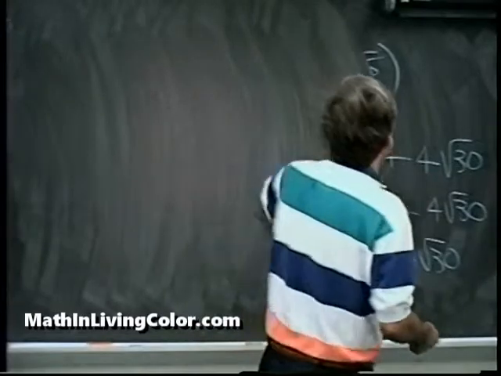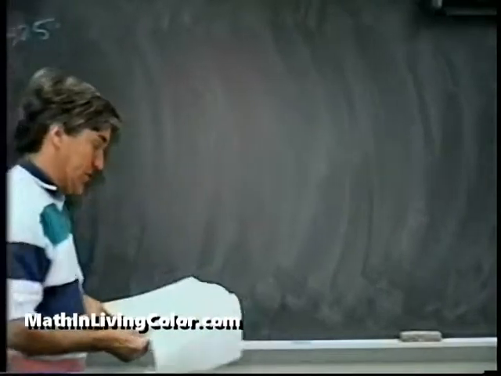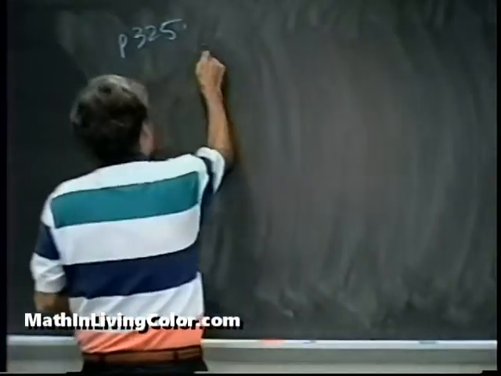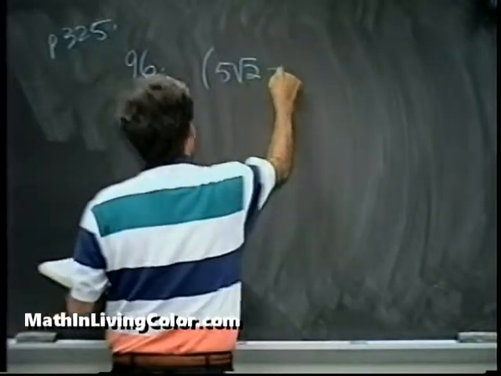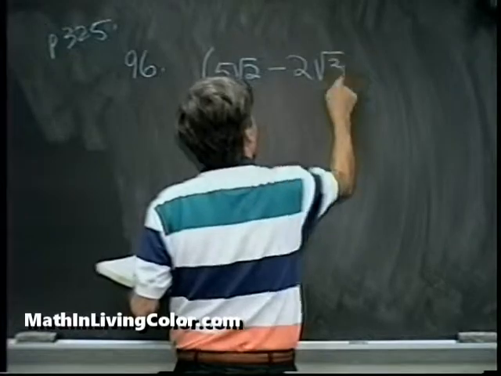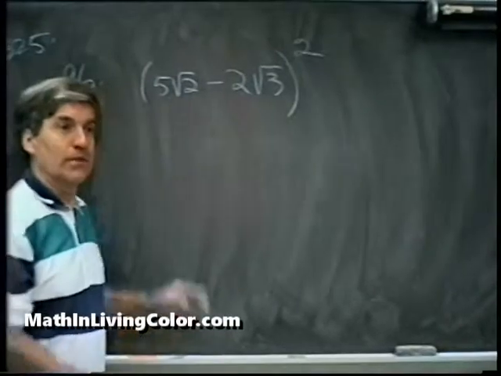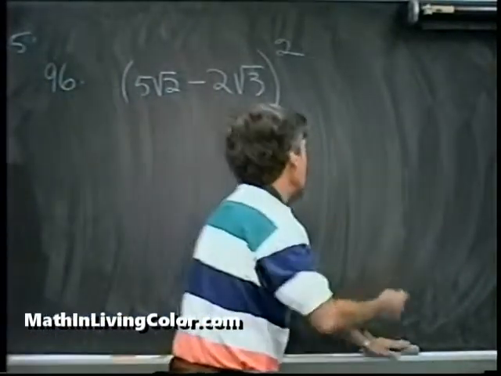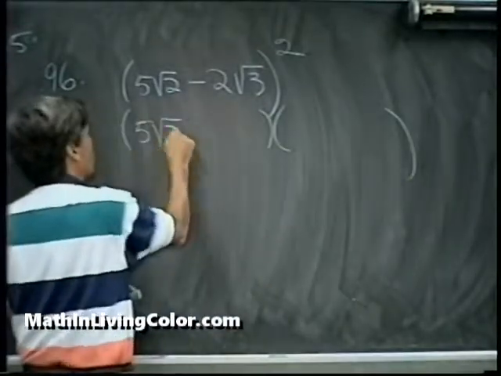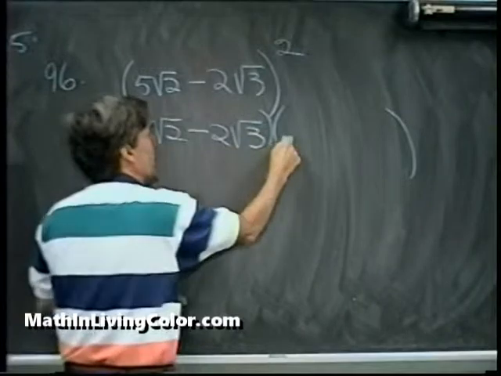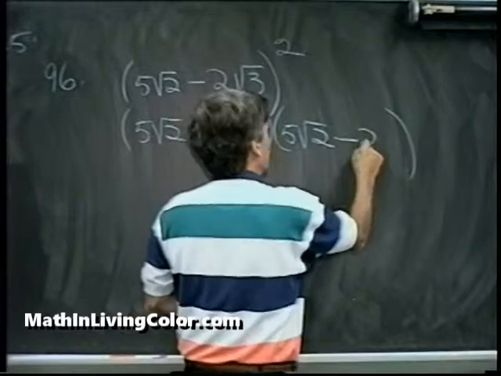One more problem, and that is a quantity squared. I'd like to look at number 96. Number 96, it says 5 square root of 2 minus 2 square root of 3, the quantity squared. Now what do we mean by quantity squared? Quantity times itself, right? So let me write that as a quantity times itself. It would be 5 square root of 2 minus 2 square root of 3 times 5 square root of 2, minus 2 square root of 3.